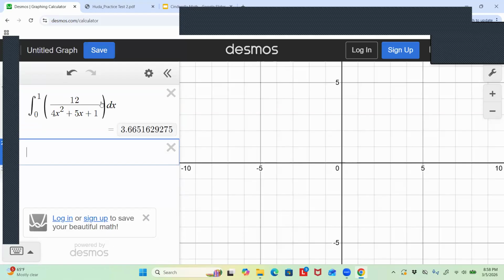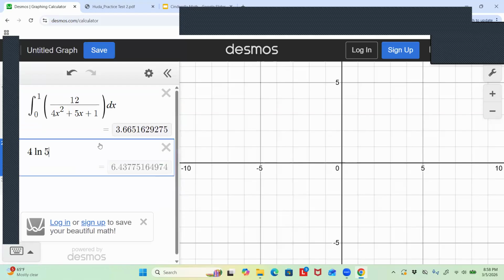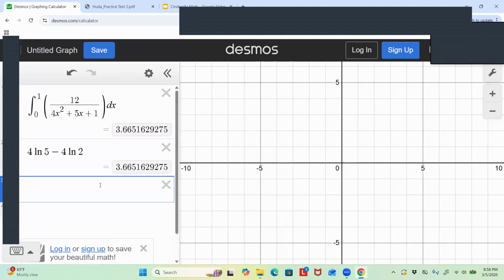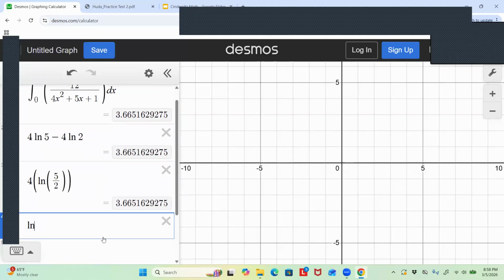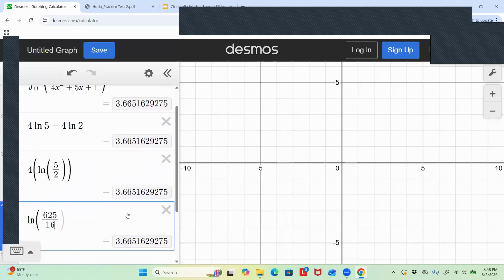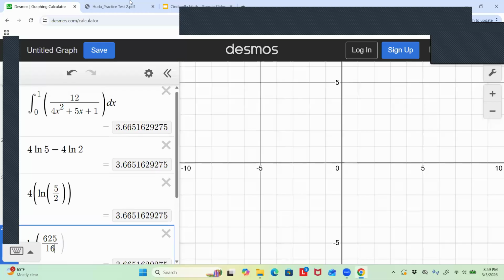And then we got 4 ln 5 minus 4 ln 2. There it is. If you wanted to be fancy and you did ln of 5 halves times 4, there it is. If you took that power up and you got ln of 625 over 16, there it is. So it's all the same. Potato, potato, whatever you want to do there. Okay.